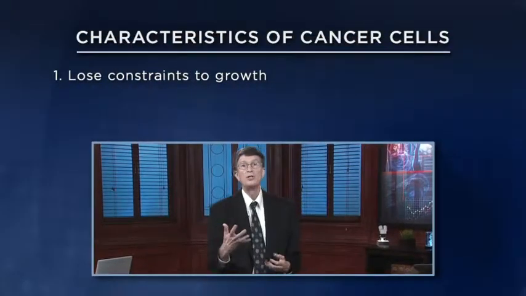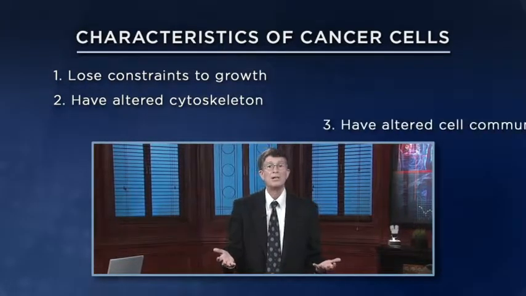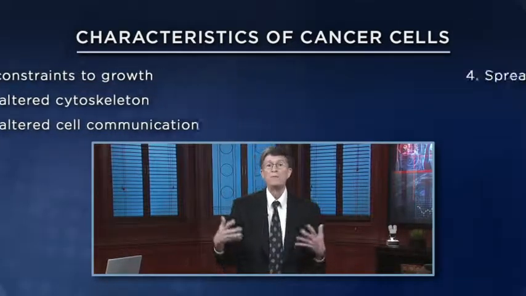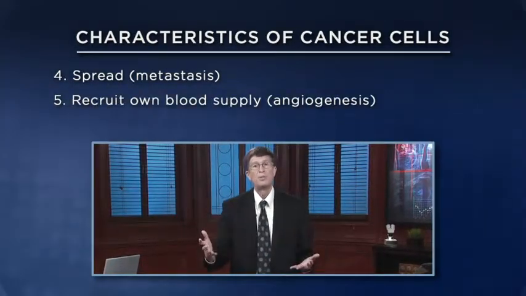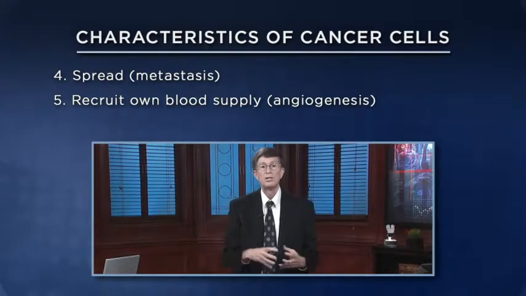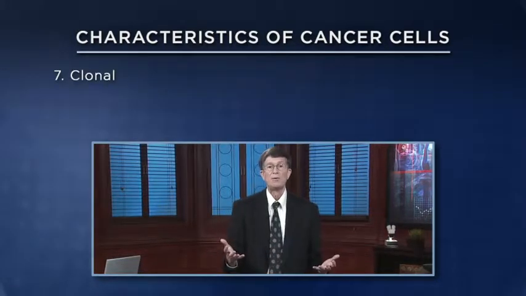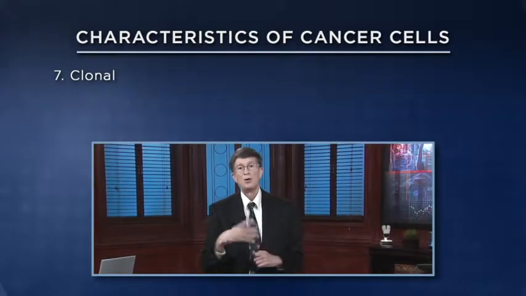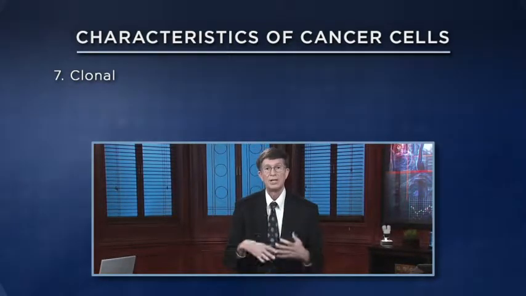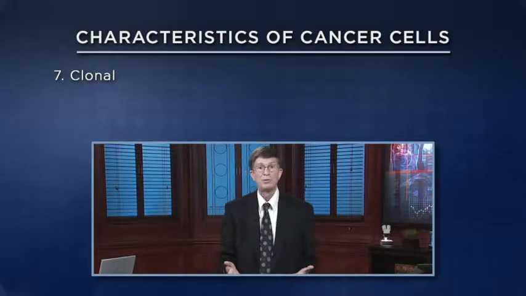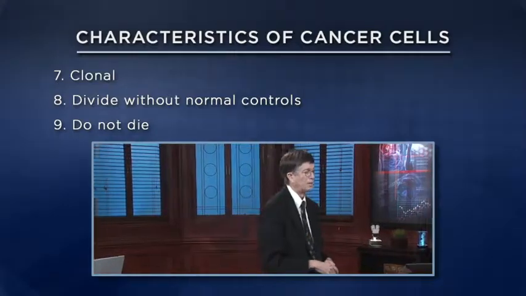First, they lose constraints to growth. Second, cancer cells have an altered cytoskeleton. Third, they have altered cell communication. Fourth, they can spread in the body, metastasis. Fifth, they can recruit their own blood supply. They have the ability to do angiogenesis. Sixth, they are not differentiated. They are undifferentiated. Seventh, they arise from a single cell, kind of. They're homogeneous, kind of, but really they're heterogeneous. They may be clonal, they may have come from a single cell, but tumors evolve over time. They change through time. Eighth, they divide without normal controls. And ninth, they don't die.